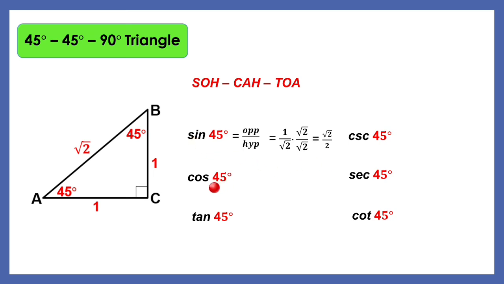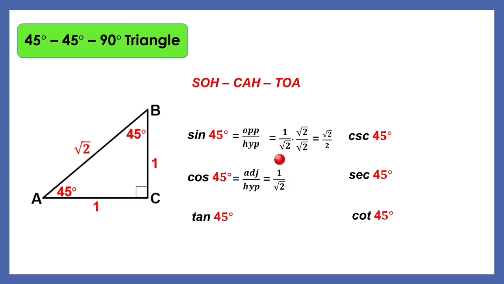Let's proceed to cosine 45 degrees. CAH stands for cosine 45 degrees equals adjacent over hypotenuse. This is our 45 degrees reference angle. Ang adjacent measures 1 and then hypotenuse measures square root of 2. Therefore, our ratio is 1 over square root of 2.